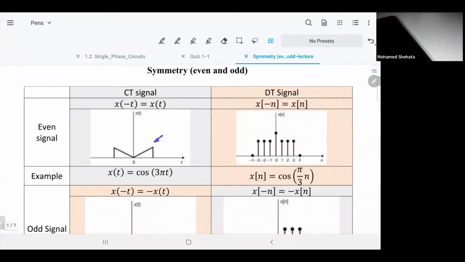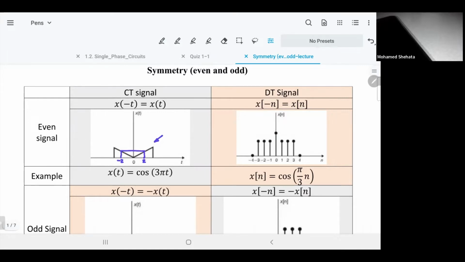What does it mean? It means if you pick, for example, t equal to 2, and you look for the value of this function, you'll find that the value of this function is the same when t is equal to -2. What does it mean? x(-2) is equal to x(2). The same value when you flip the sign of the time. And it happens everywhere, not only at one point, every single point. That's the proof that this is even.